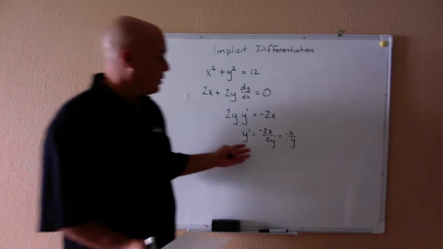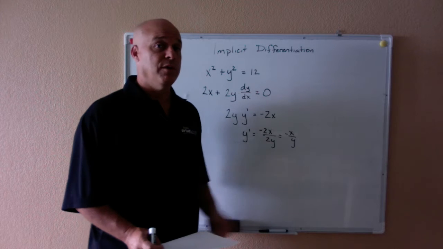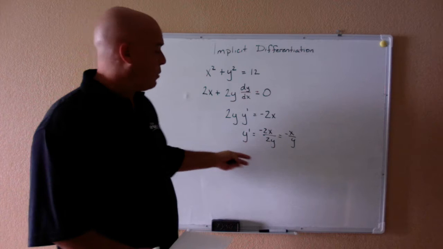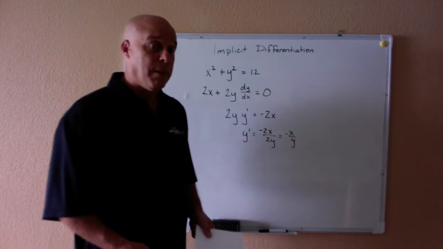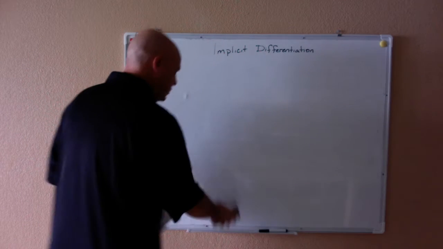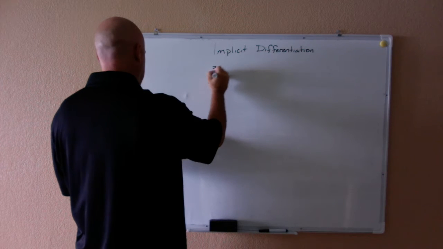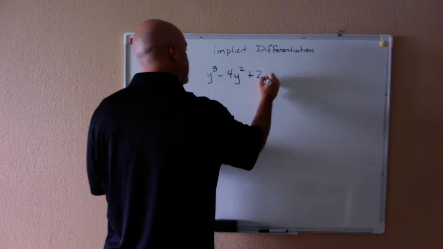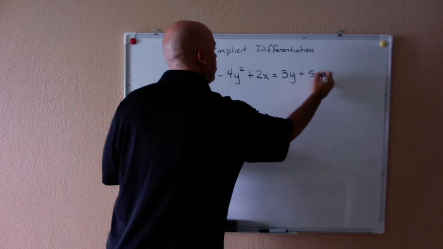Okay, now notice that with this problem, the original y function is still involved in the derivative here. That happens quite a bit, and that's okay, it's not a problem at all. The thing here is that I want to make sure that I've solved the equation for y prime. So let's take a look at one that may be a little bit more difficult. That one was a little more straightforward. Let's try something like y cubed minus 4y squared plus 2x equals 3y plus 5x squared.